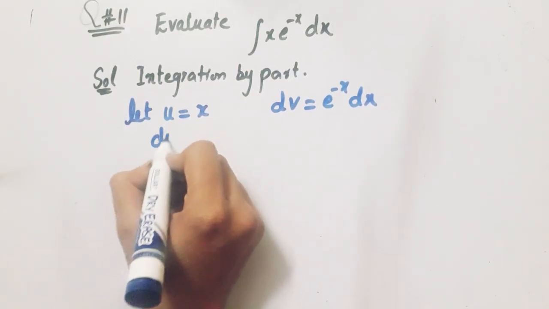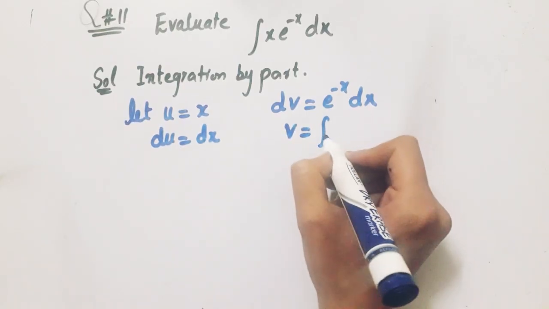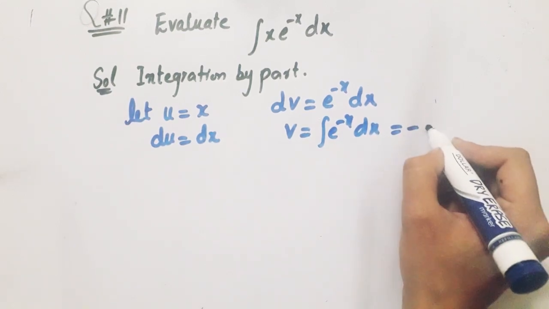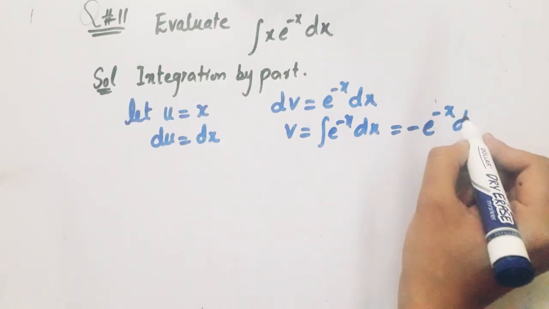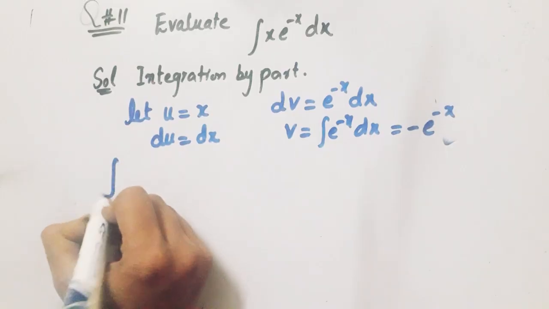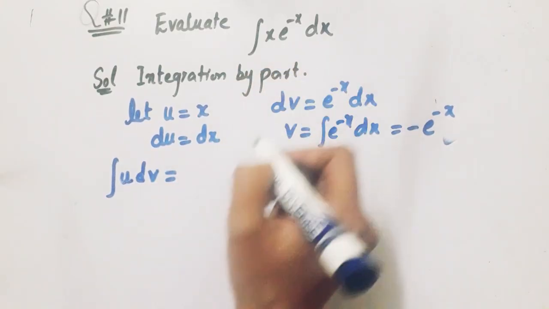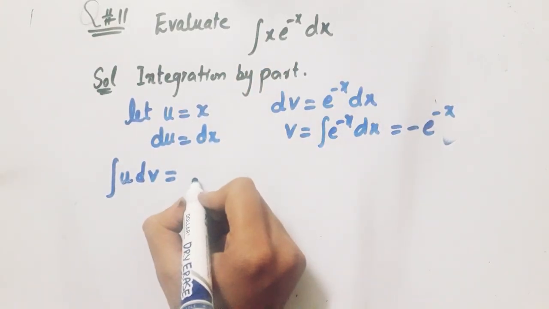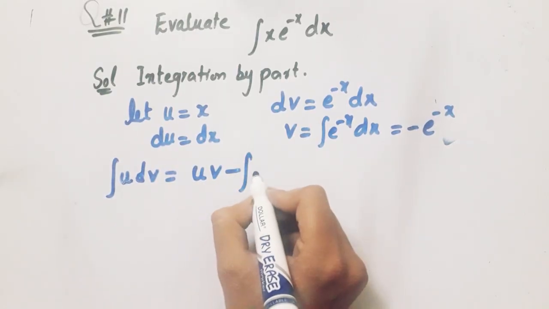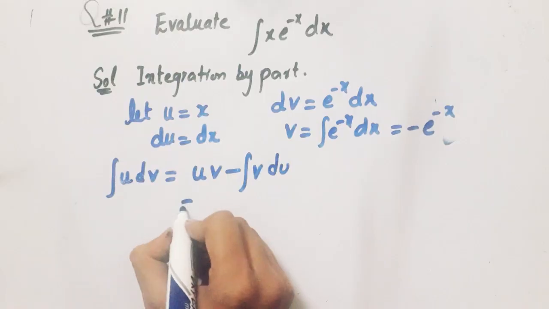Now you will find du, which is equal to dx, and find the value of v, which is equal to the integral of e raised to power minus x dx. By taking integration of this, you will get minus e raised to power minus x. Now apply the formula, that is integral of u dv is equal to uv minus integral of v du.